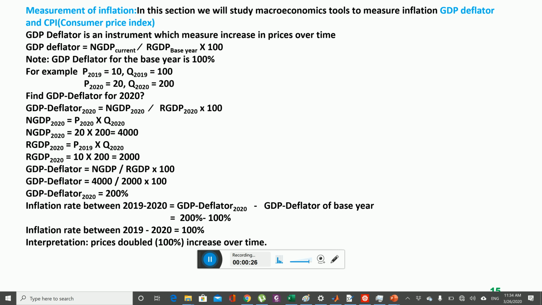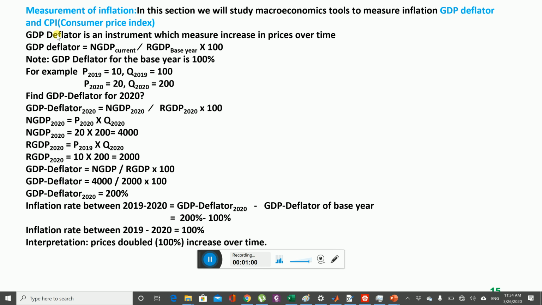So the government uses different tools to measure the inflation rate over time. One is the GDP deflator and the other is the consumer price index. The difference between the two tools is this: the GDP deflator is used to measure the increase in the overall price level over time between two time periods, and the consumer price index is used to measure the increase in the prices of the goods and services for which the consumer pays.